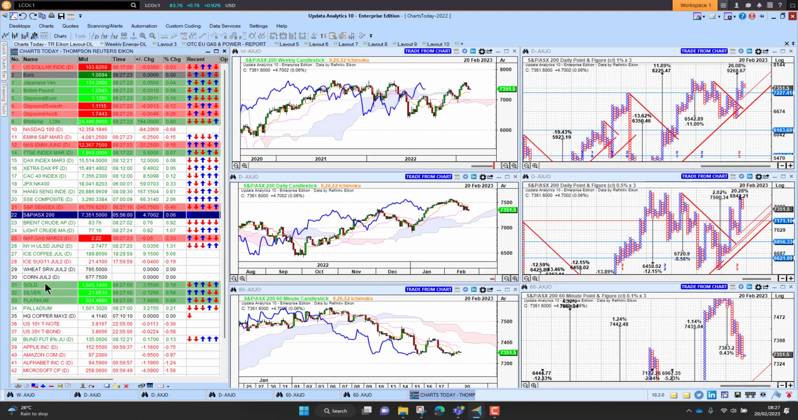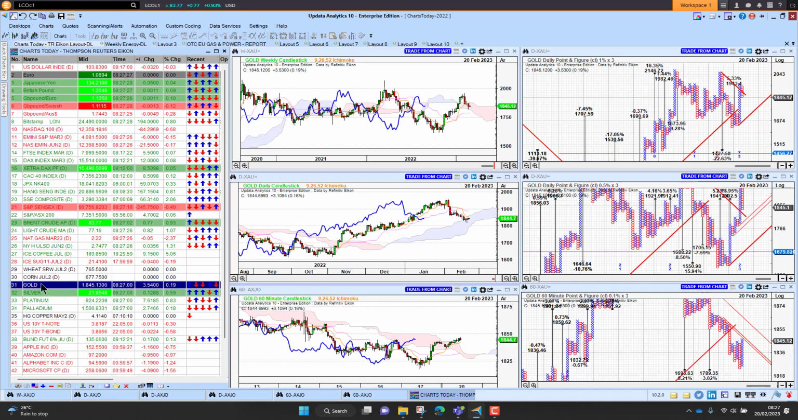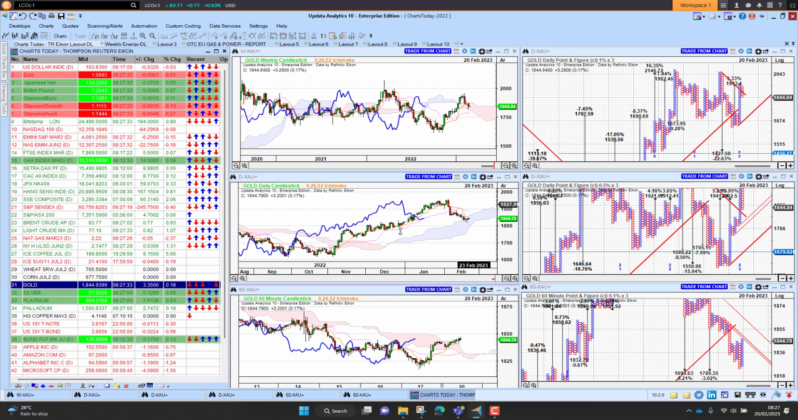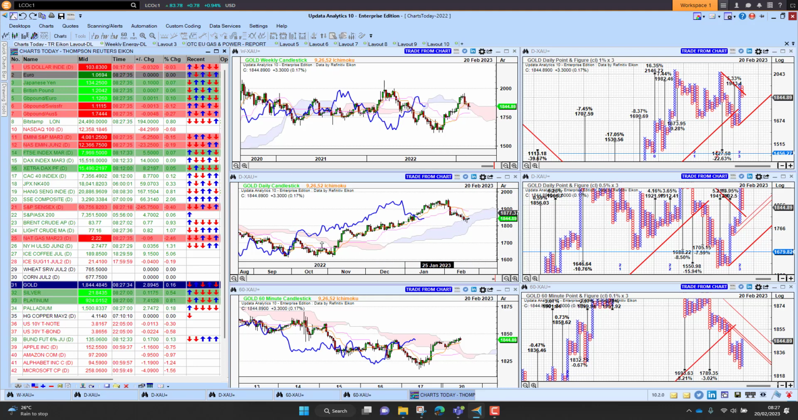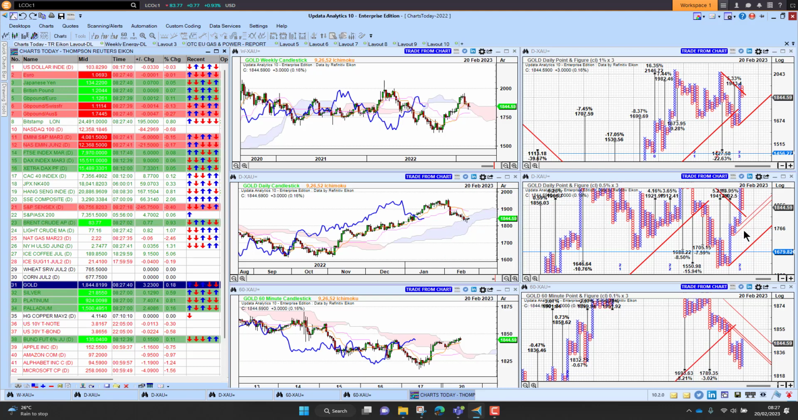We'll look at the energy mix in a minute, but let's take a look at gold first of all. 1845 is the level. Really just struggled to get back above this 1900 level. We are still holding the bullish medium-term chart, but we do have these downside targets in the short term hanging over us.